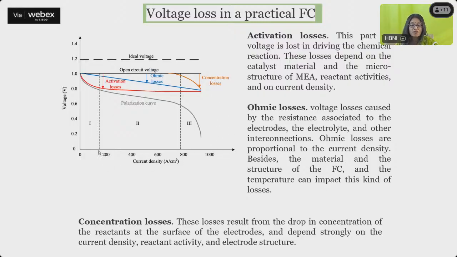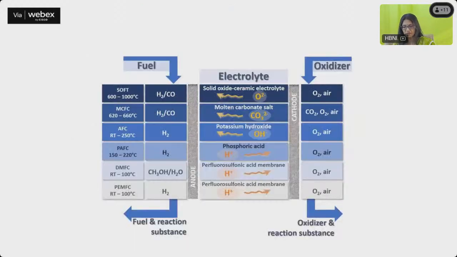So as the current density increases, you can see which type of loss is actually playing a big role. When you have a low current density, it is mostly the activation related losses which are happening. When you have the current density in the medium range, then what you see is the ohmic loss. Whereas when you are talking about a very high current density, then you will get a lot of concentration losses happening. So that is voltage loss in a practical fuel cell. And this is a very interesting slide over here.